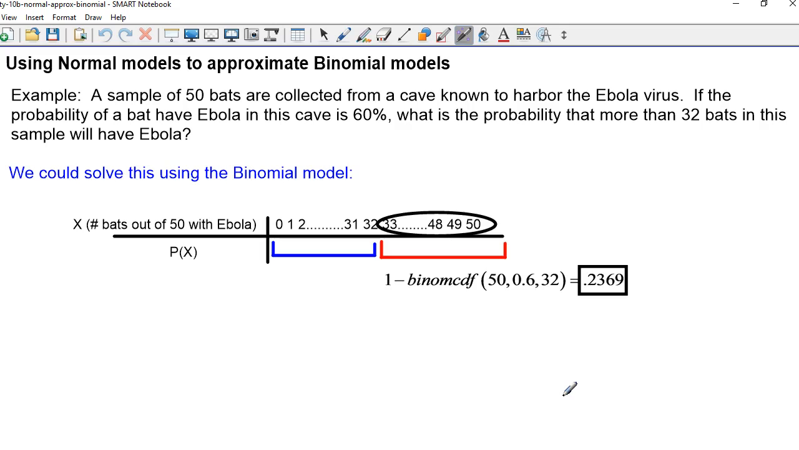Now, we could solve this using our standard binomial model. We could define a random variable x that represents the number of bats out of 50 that have Ebola, and the possible outcomes would be anything from 0 all the way up to all 50 bats could have Ebola.